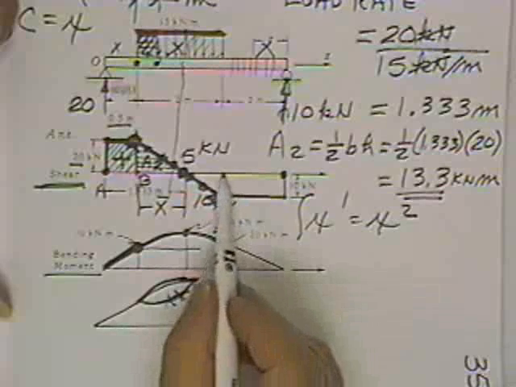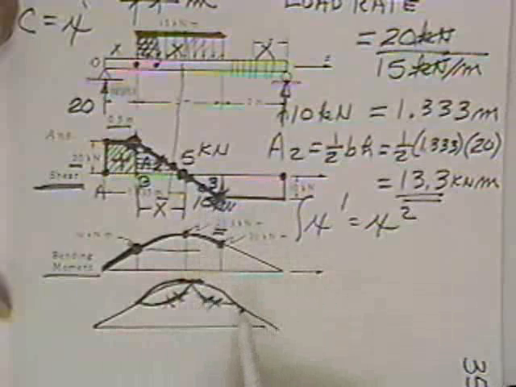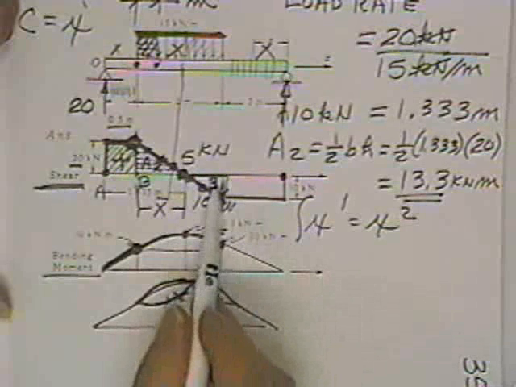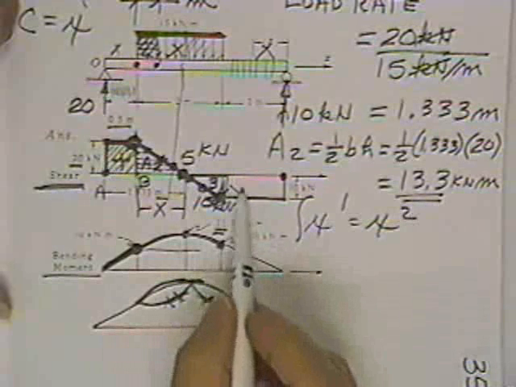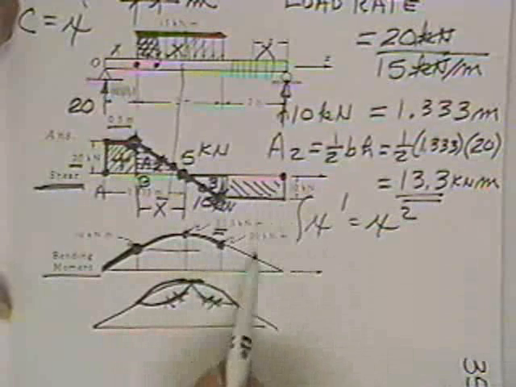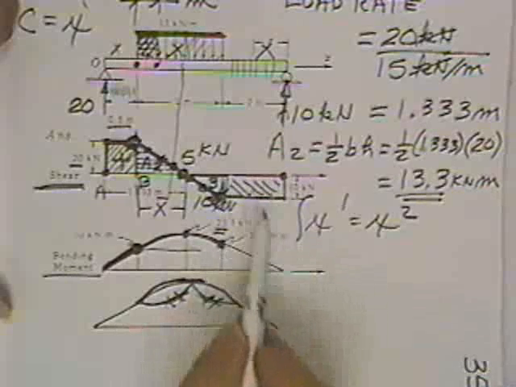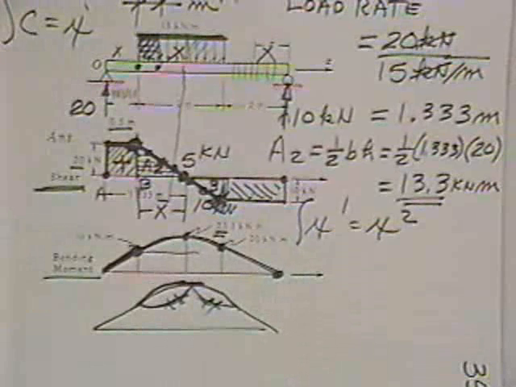Alright, finally, we now need this area 3. We would calculate the area of a triangle, subtract that area, that would put us here. Then we finally calculate this area 4, subtract that area, because it's below the line, it's a negative area. The moment diagram should close on 0.